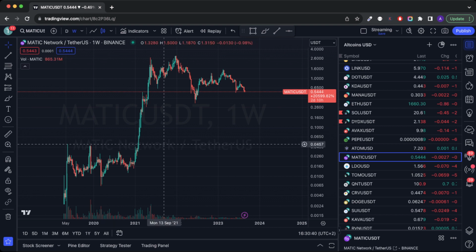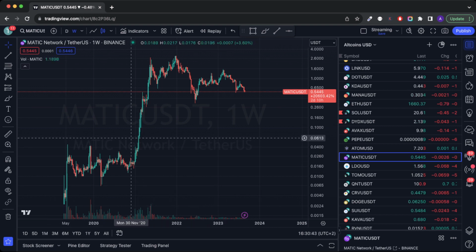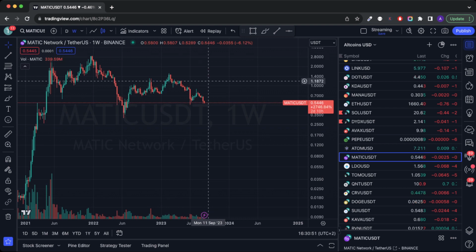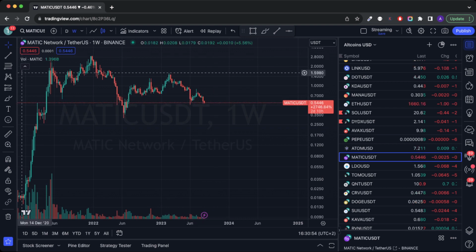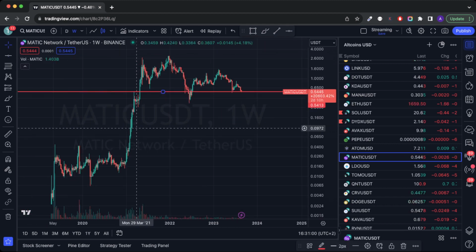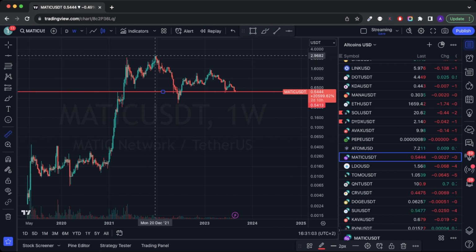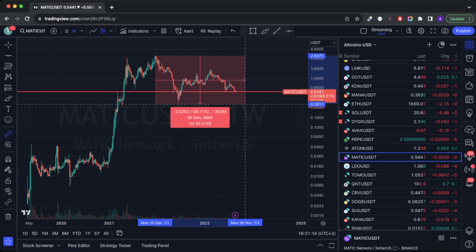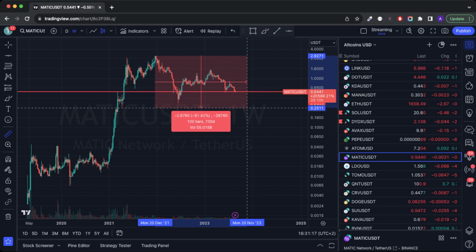Matic. This one is pretty interesting. The chart at the moment is not as bearish, I would say. But what I find interesting is that it didn't lose as much value from the top to now as a lot of other altcoins. It's minus 81%, which sounds like a lot, but minus 80 and minus 90 is a big difference.